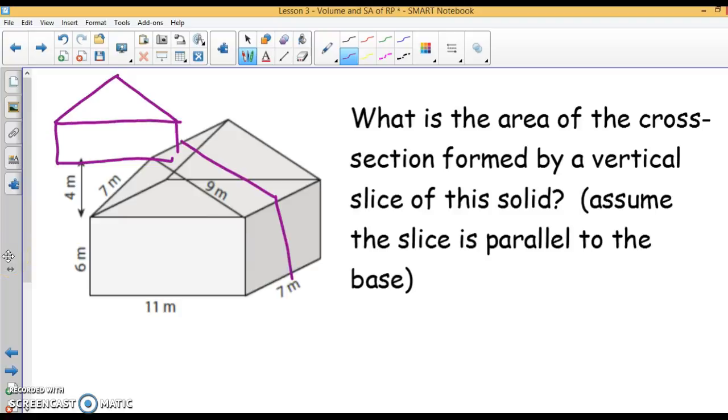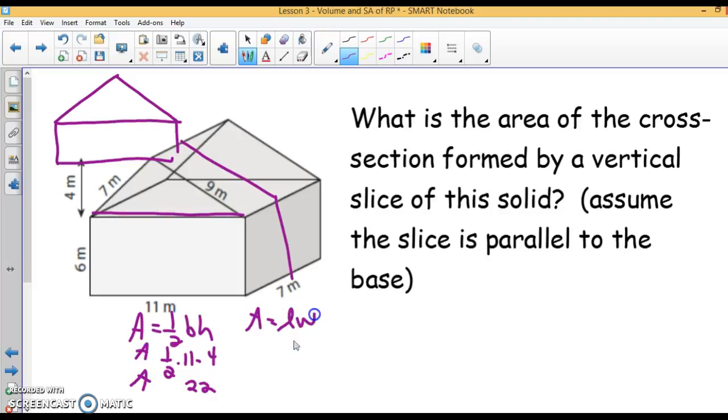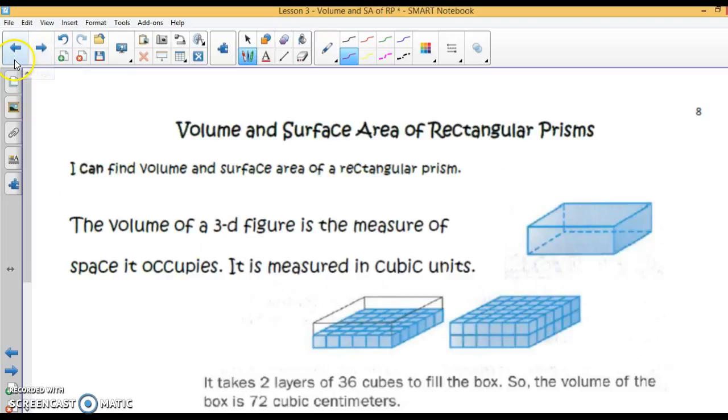So, again, I'm going to do area of the triangle, which is 1/2 base times height. So my base of my triangle is 11. And the height of my triangle is 4. That'll give me 22. And the area of the rectangle, the length times width. My rectangle is 6 by 11. That's 66. I add those two together, I get 88 square meters. Will be the area of the cross section.